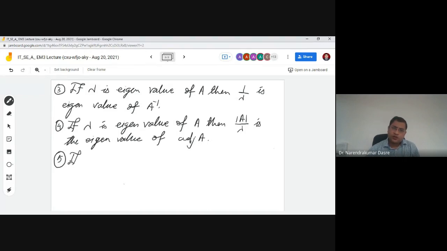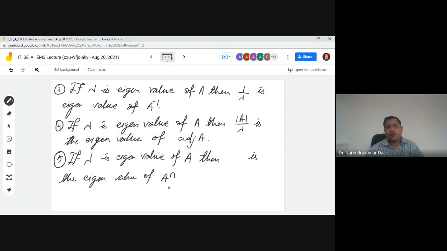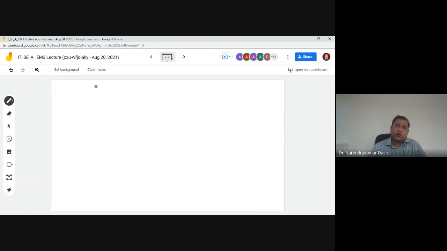Okay, now suppose lambda is an eigenvalue of A, then I want to find the eigenvalue of A raised to n. Suppose we want to find the eigenvalue of A raised to n. So what we know is Ax is equal to lambda x, as per the definition of the eigenvalue and eigenvector.